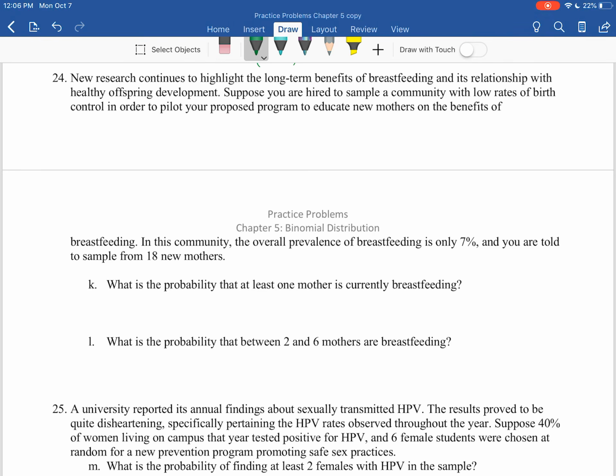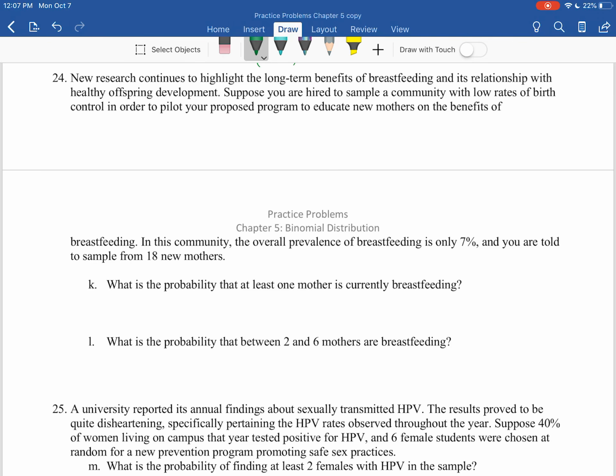Moving on, we have a new problem here, a little stretched out. Hopefully it's better on your page than it is on this particular version. But we're trying to find the probability of at least one mother that is currently breastfeeding. If you have one mother, that's at least one mother. If you have 2 mothers, that's at least one mother too. So is 3, 4, 5, and 18. So we're trying to find the probability between 1 and 18. So we could do a binomial distribution for x equals 1, x equals 2, x equals 3, all the way to x equals 18, and add them all together, and we'd find the probability of at least one mother currently breastfeeding.